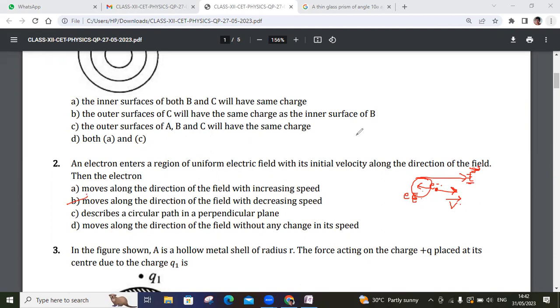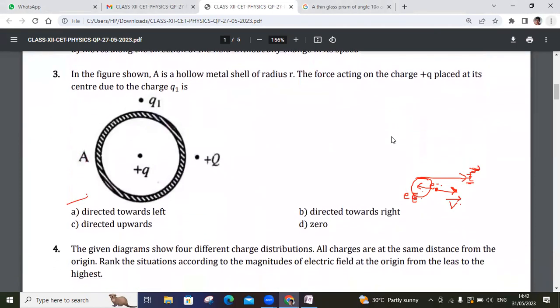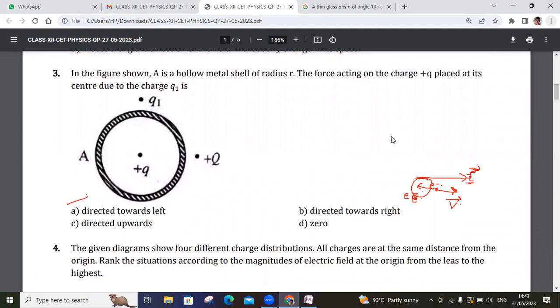This is the third question. In the figure shown, A is a hollow metal shell of radius R. The force acting on the charge plus Q placed at its center due to charge Q1 is... So here, if you see, it will be directed towards... the force on plus Q due to Q1. It can be repulsive like this, or it can be attractive like this.